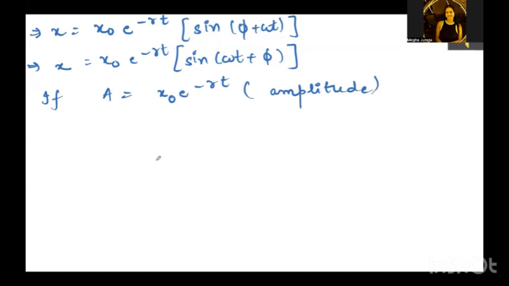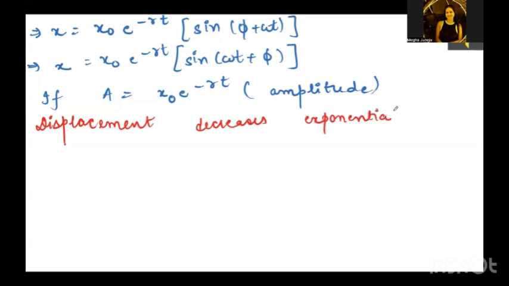सो यहां से हमें क्या पता लगता है, फ्रॉम हेयर वी कैन सिंपली मेंशन दैट displacement decreases exponentially. Okay, similarly now if in case we have to calculate for, so second case हमारे पास किसका था, second case was for critical condition.